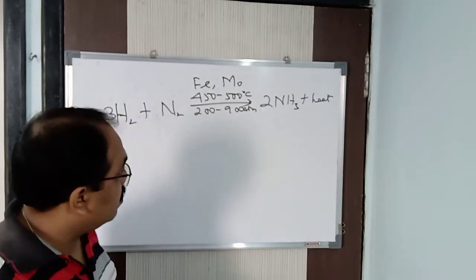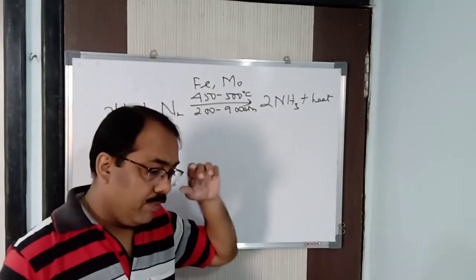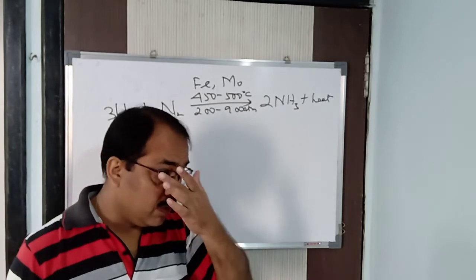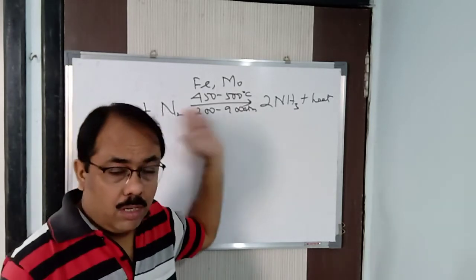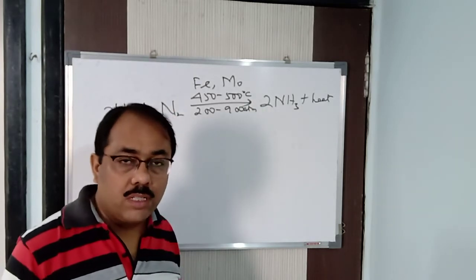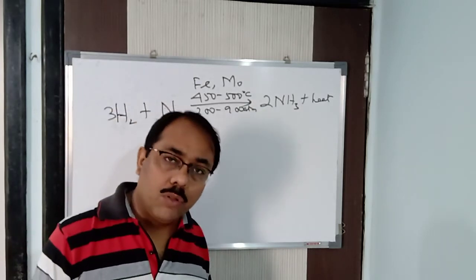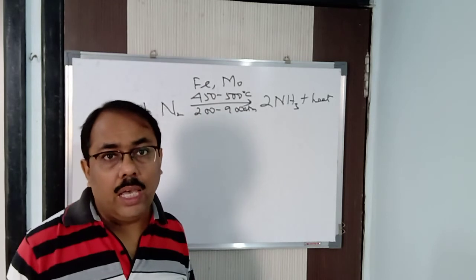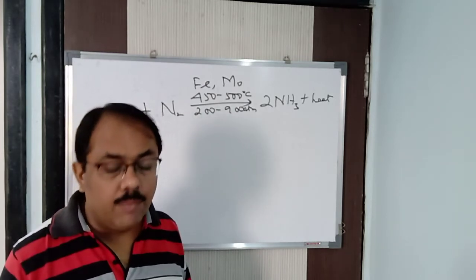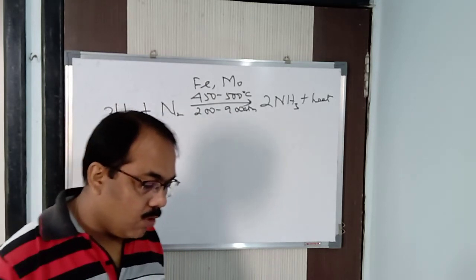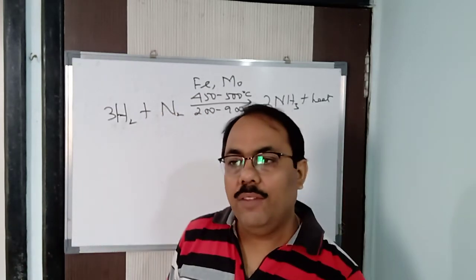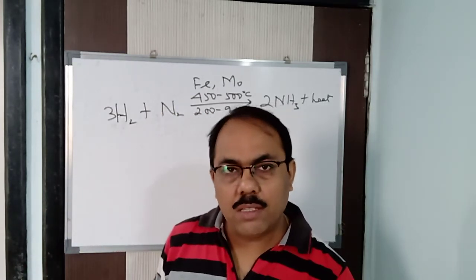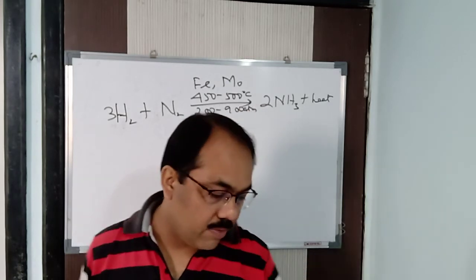And this process you will be reading in higher classes. It is called Haber's process for the preparation of ammonia. This step which I have written is nothing but Haber's process, H-A-B-E-R apostrophe S. Haber's process for the manufacture of ammonia. Clear? In this way, ammonia is manufactured when nitrogen reacts with hydrogen.